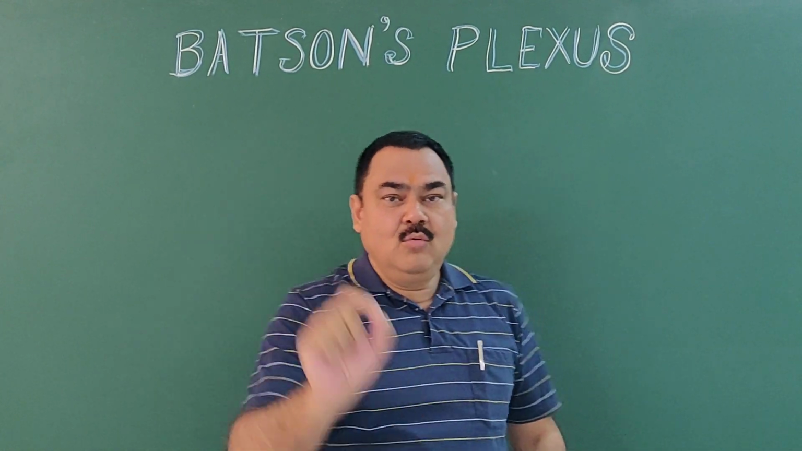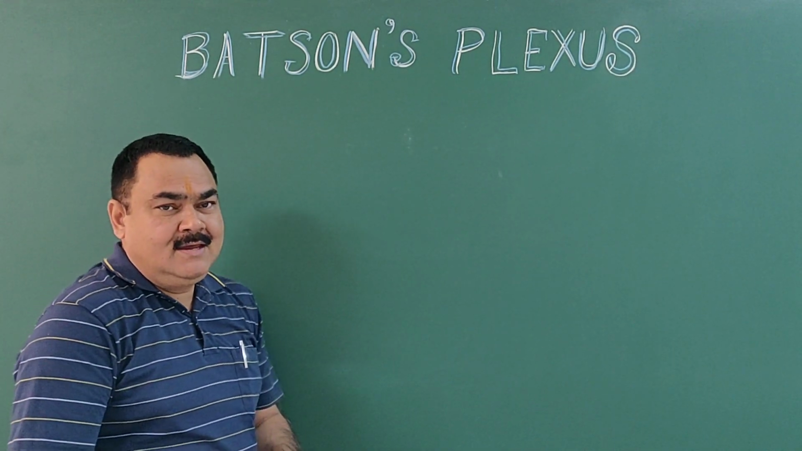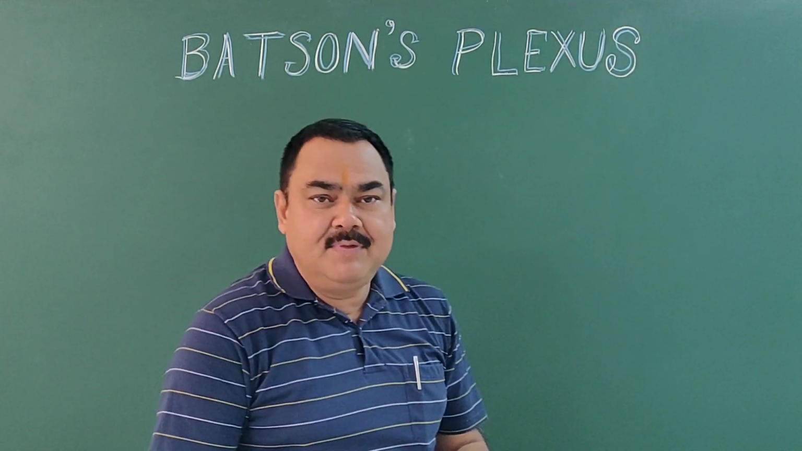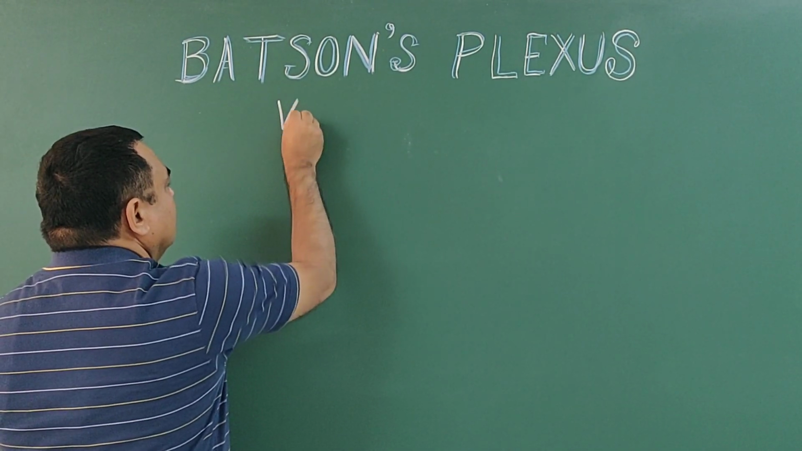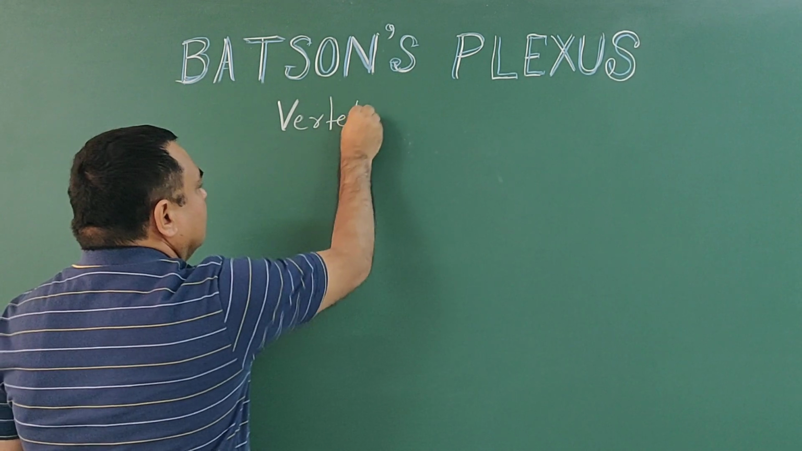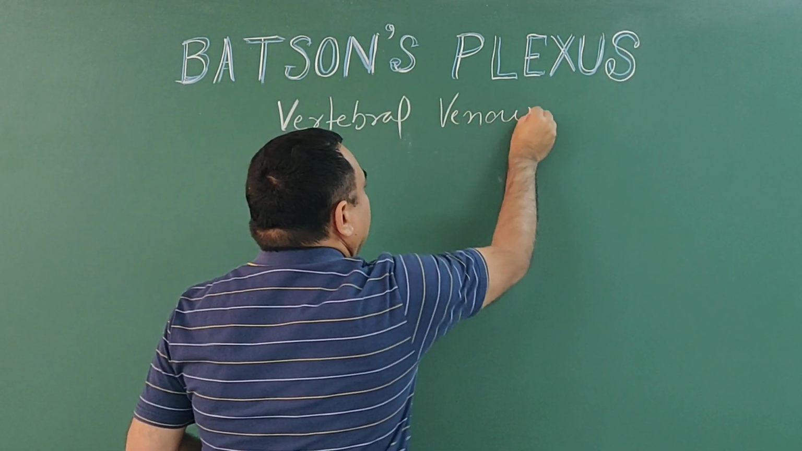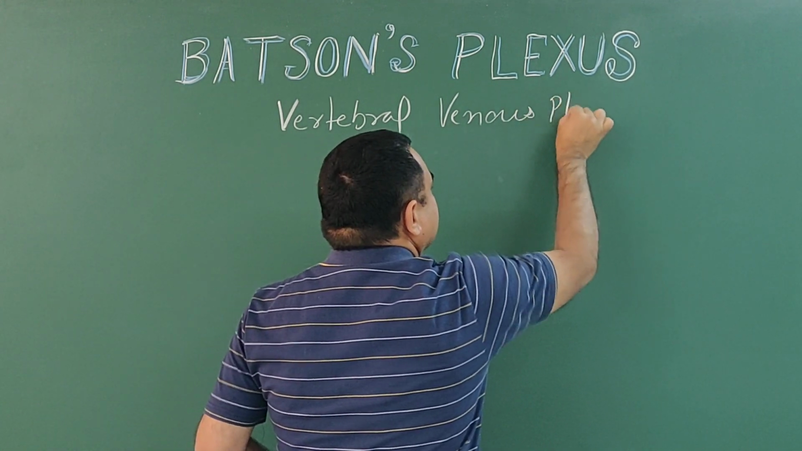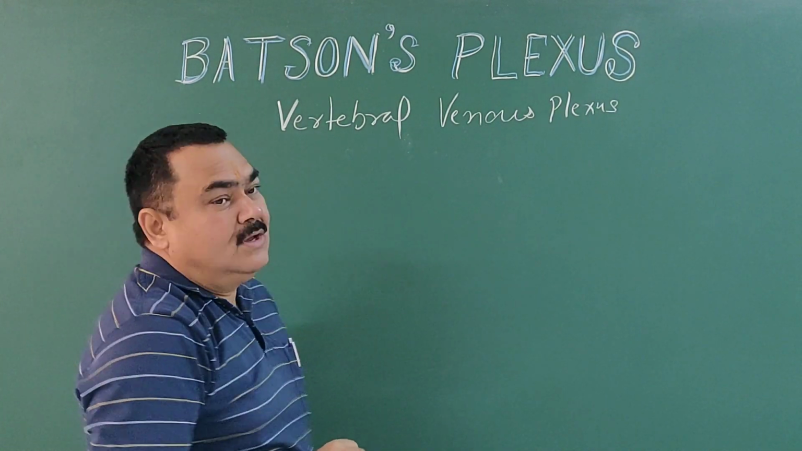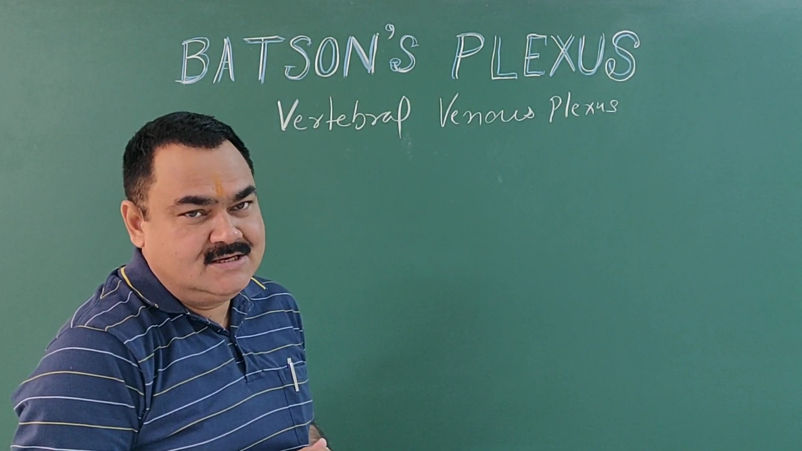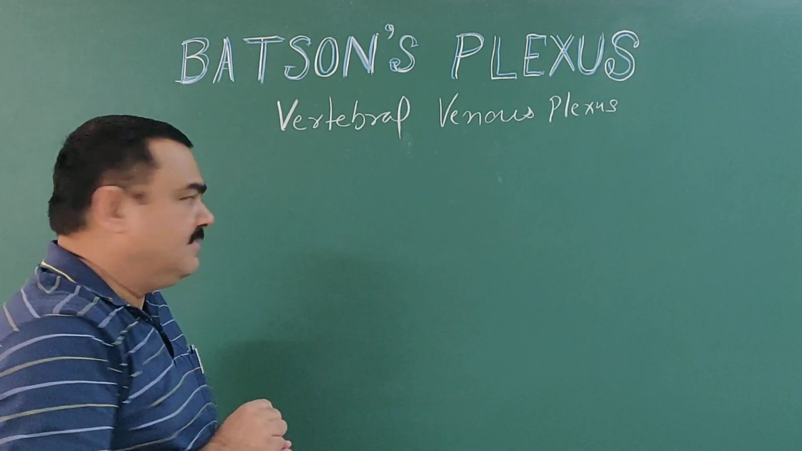Yes. Now we'll discuss Batson's plexus. This is the vertebral venous plexus. It is also known as the vertebral venous plexus. Here is a network of veins present around the vertebra and within the vertebra.